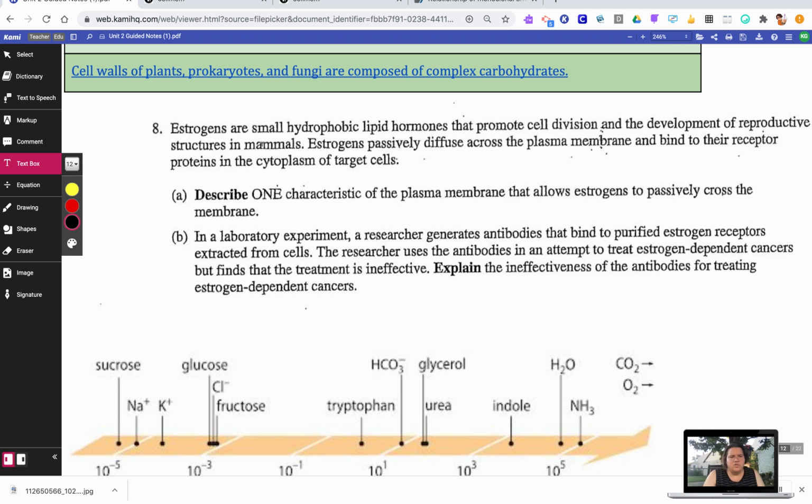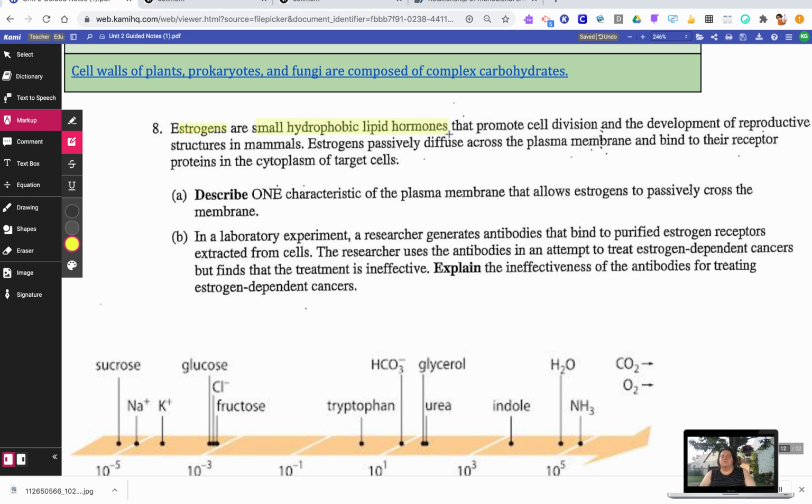So estrogens are small, hydrophobic lipid hormones. So, right off the bat, I'm thinking estrogen is going to be able to get across the membrane pretty easily, okay? Because it's small and it's hydrophobic. So, those are two big considerations, that this is going to dissolve right through the membrane pretty easily.